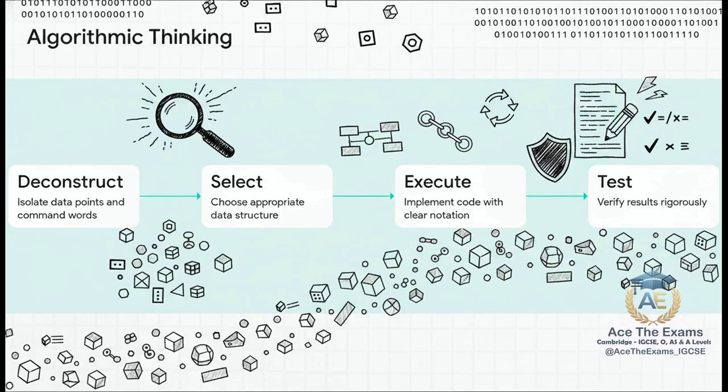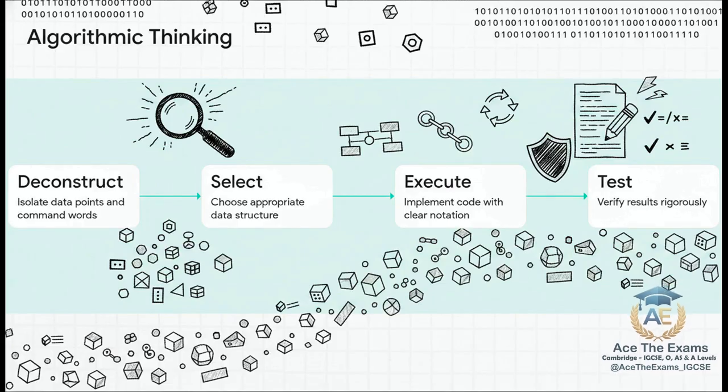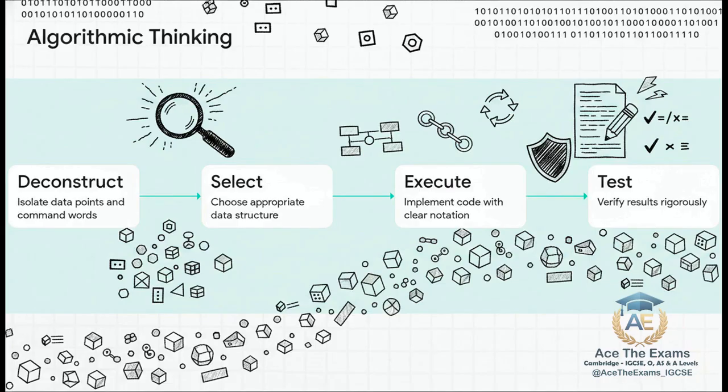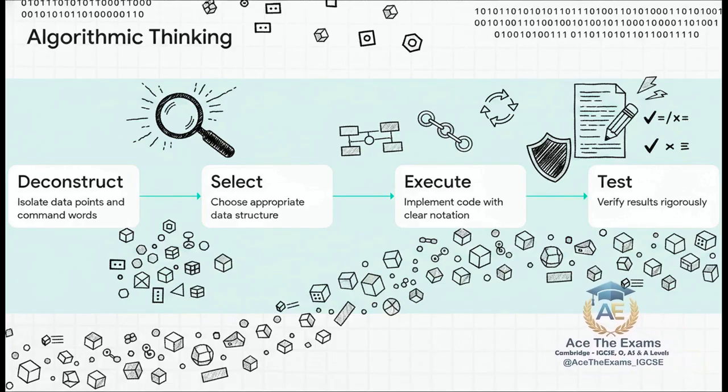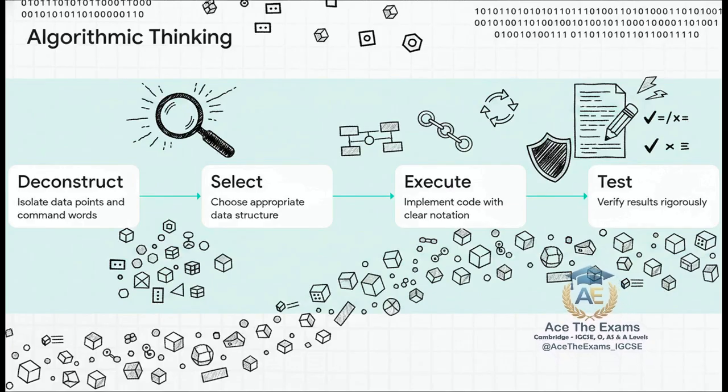I want you to mentally apply this sequence right now. Just imagine a question about extracting data from binary representations. First, you deconstruct what the binary actually represents in the context of the question. Next, you select exactly how you will logically store those values. Then, you execute the conversion process clearly on the page. Finally, you rigorously test it with sample inputs to ensure the logic didn't break. This 4-step sequence, it's your safety net.